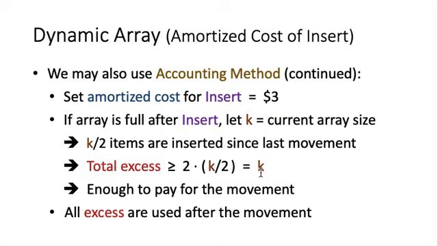So we can use all the excess of these K over 2 items to pay. And then after that, all the excess will be used up after the movement. But we don't care, okay? If we ever have some other insertions after that, we will have excess only for those that are inserted after the movement. So it is okay to use up all the excess after the movement here.